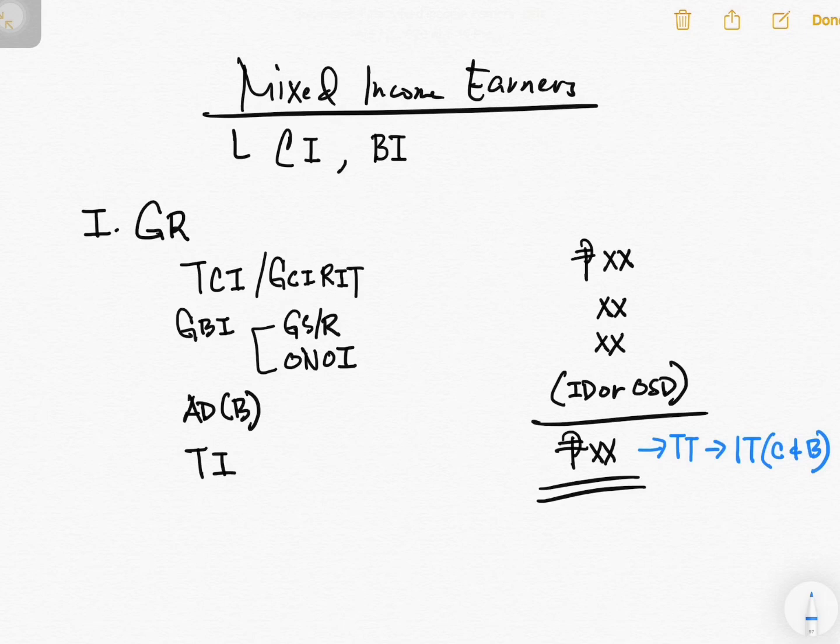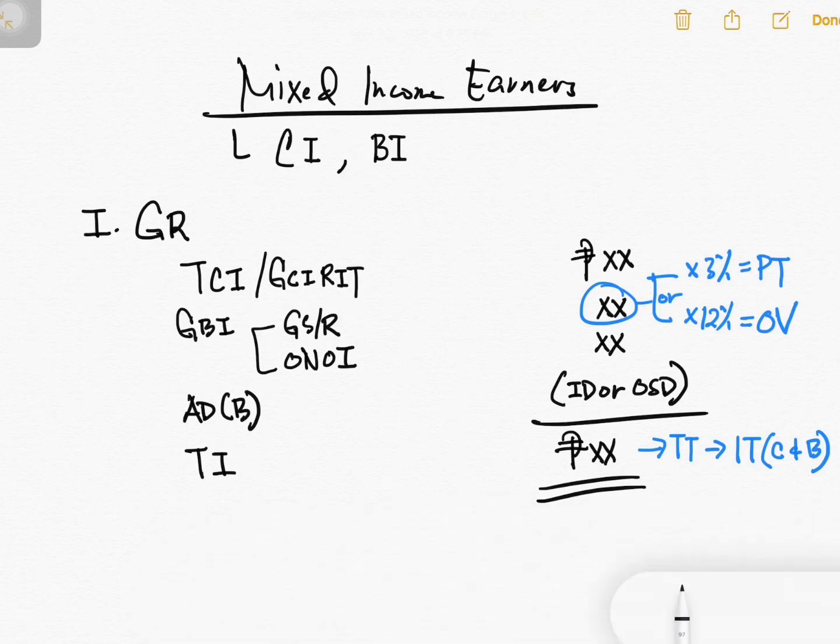How about the business tax? You go here. It's either you multiply this one by 3% to get your percentage tax, or multiply this by 12% to get your output VAT. So it's 3% if you were not able to exceed the VAT threshold and 12% if you were able to. So that's the first part.